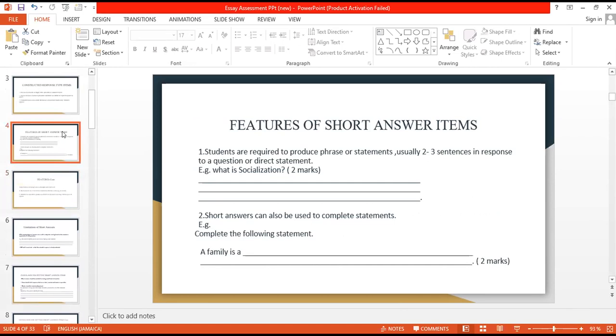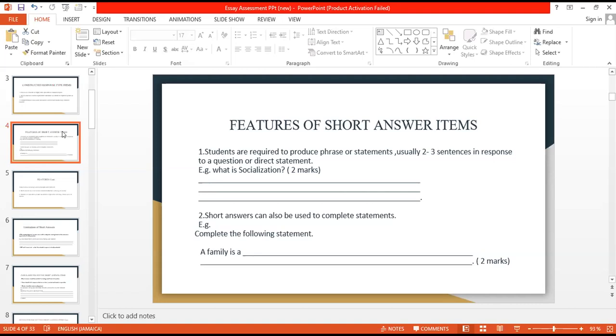Oh yes, here it is. It says here, students are required to produce a phrase or statement, usually 2 to 3 sentences. And so, again, what we were talking about before, where you limit the student, you have to find a way to limit them, okay?